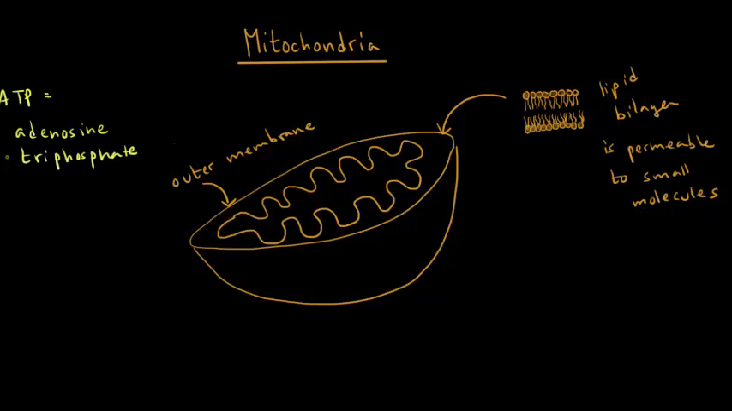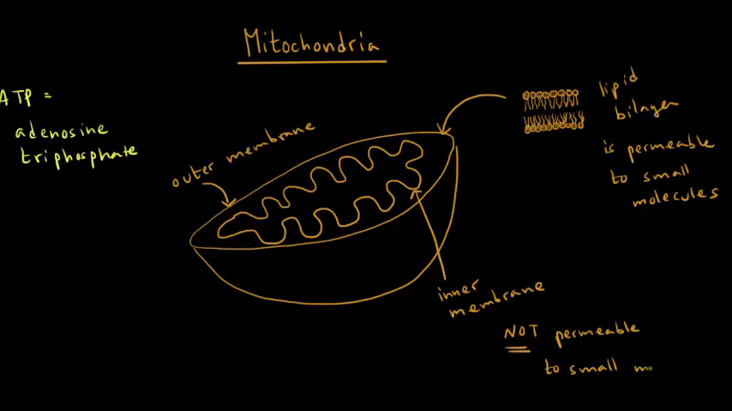The mitochondria also has an inner membrane, as you can see. The inner membrane is also made up of a lipid bilayer, but it is not permeable to small molecules. You'll see in a few moments why this is an important fact to keep in mind. You may have noticed that the inner membrane is not smooth in the way that the outer membrane is, but rather it has many folds. Individually each fold is a crista, and in plural we call them cristae.